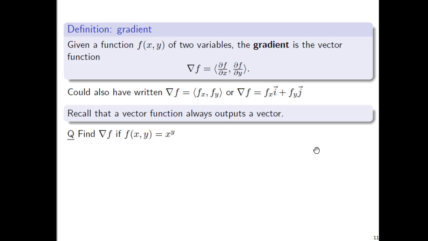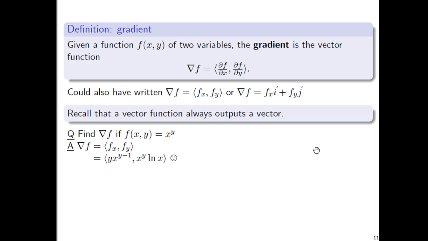So let's do this, right? Let's find the gradient of f if the function we're talking about is f of x comma y equals x to the y power. So what we're going to need, right? So this is just copying from the formula above, right? So the gradient is, first component is partial derivative with respect to x. The next component is partial derivative with respect to y.